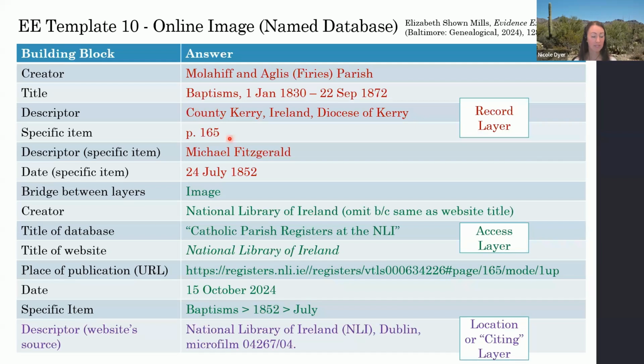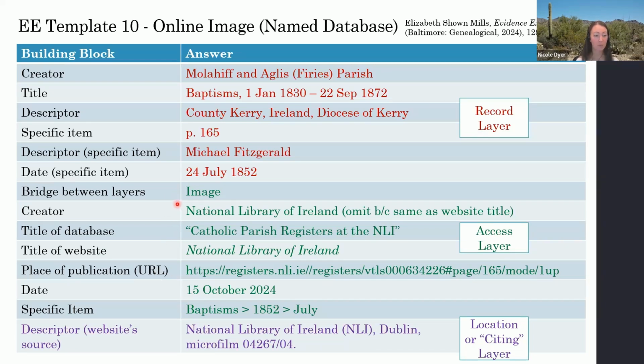The specific item is page 165, and the descriptor for that specific item is Michael Fitzgerald, and the date is July 24th, 1852. If we had gone to the National Library of Ireland and viewed the parish register actual book, this is what we would create for our citation. But because we accessed it online as an image, we need to provide in our citation how we accessed it and show that layer.